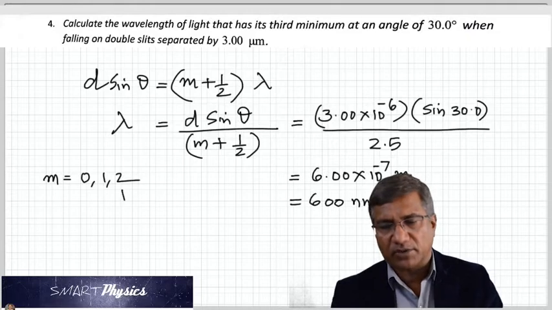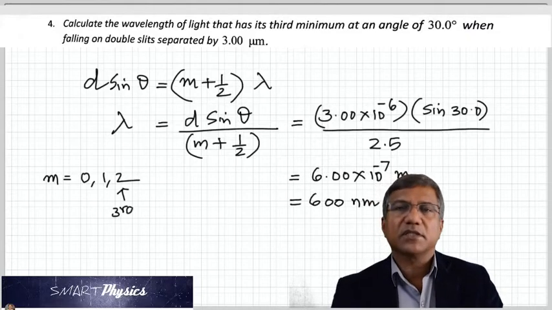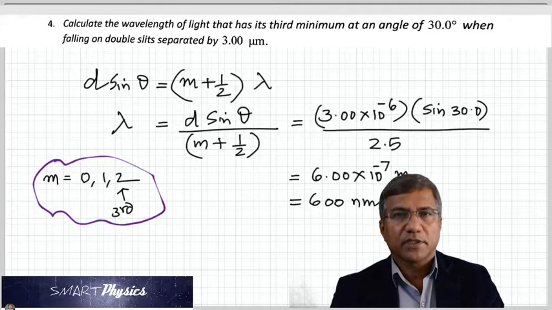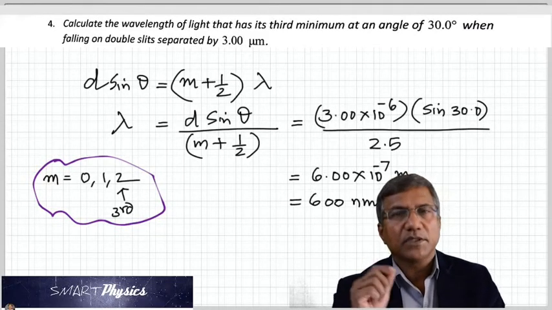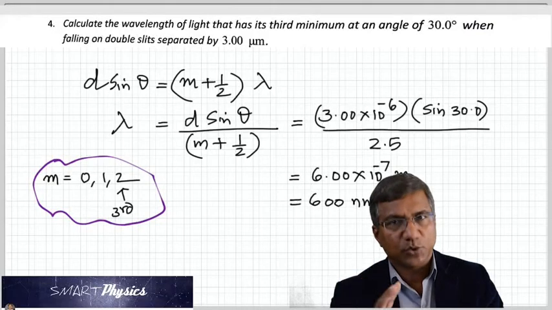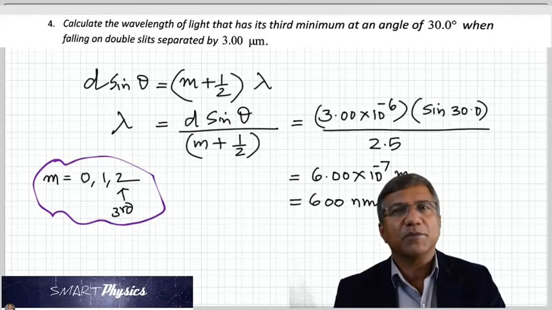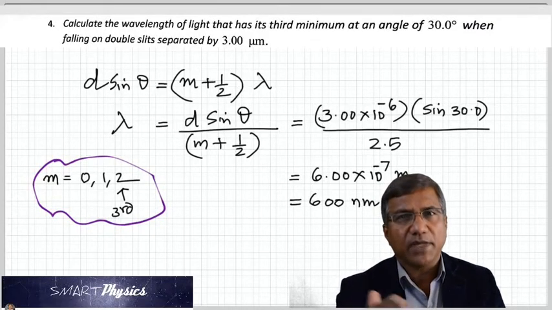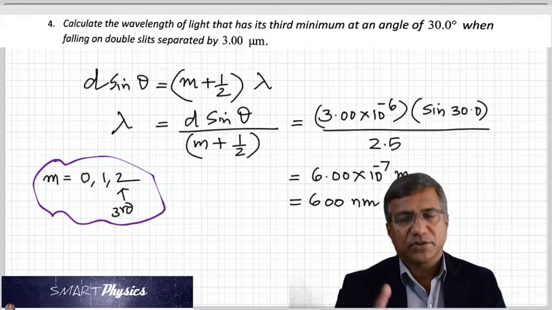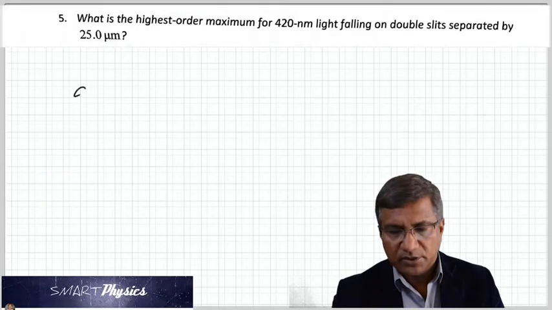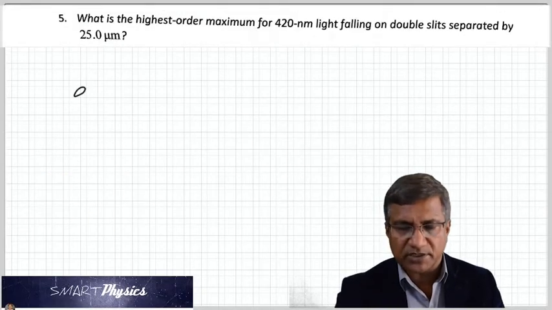When we do the calculations, we get 600 nanometers. Remember, if it talks about minimum and it says the third minimum, use the value of m as 2. If it says the fourth minimum, use the value of m as 3. You got it. Okay? So that's the difference here. Which brings us to the next question here.